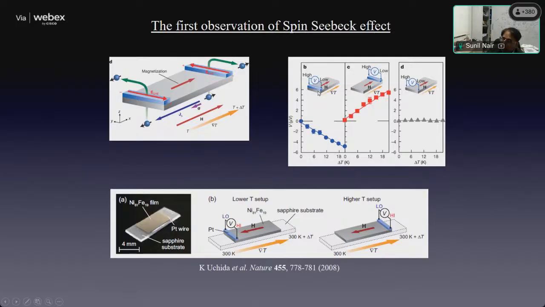If there is no platinum or tungsten, in this case it was platinum, there is no platinum, I actually don't get a voltage, which is shown here. So this clearly shows that you need this spin to charge conversion device to convert from a spin current to a charge current. And this was how the first observation of the spin Seebeck effect was actually done.